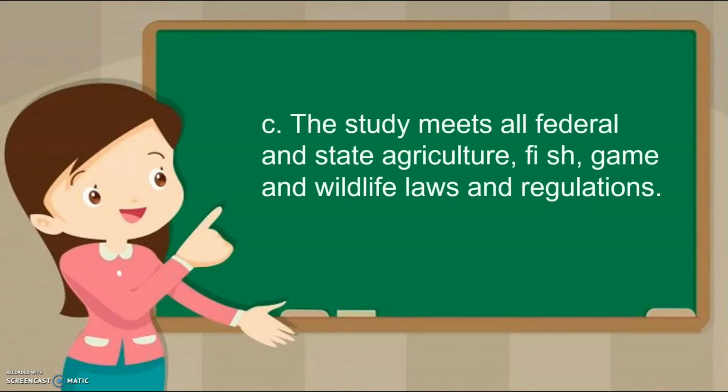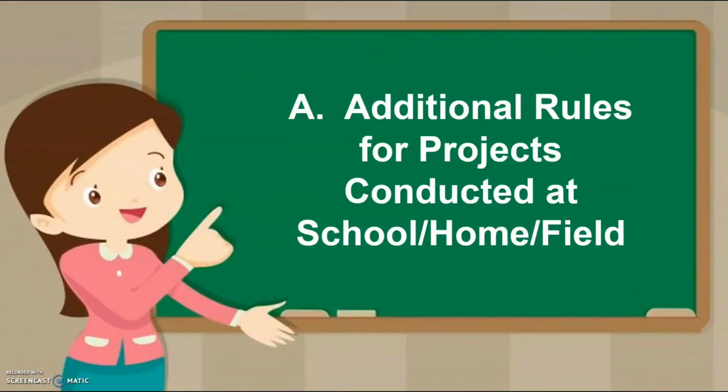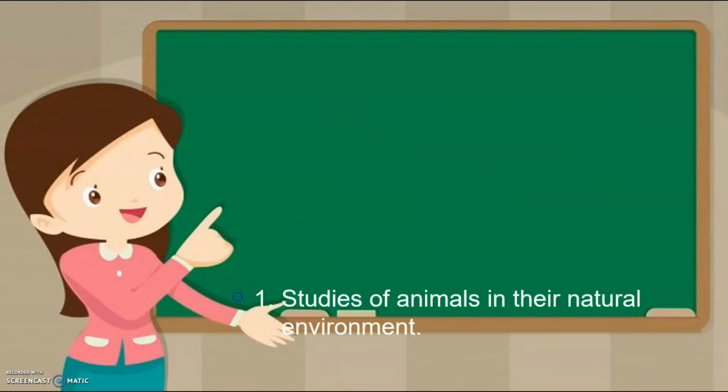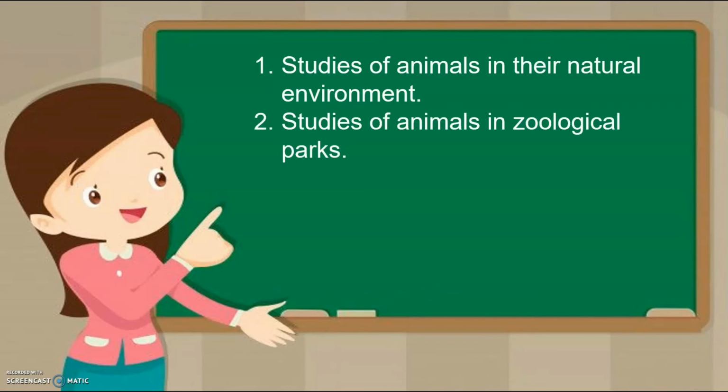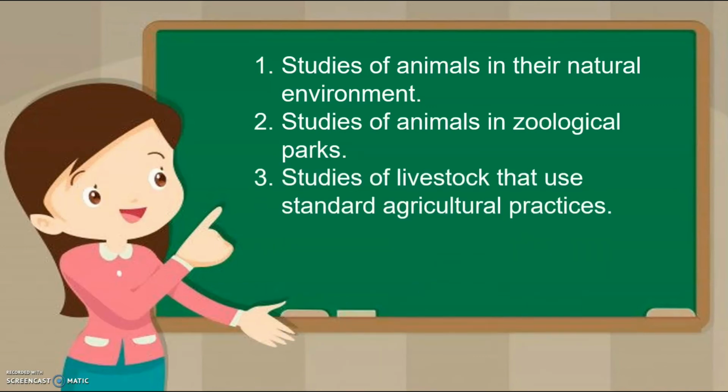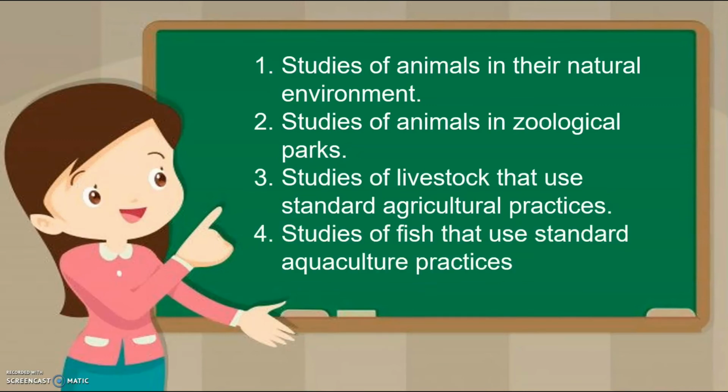Next, okay, of course, all the studies should meet the federal and state agriculture, fish, game, and wildlife laws and regulations. Now, let us proceed with additional rules for project conducted at home, school, and field. Vertebrate animal studies may be conducted at home, school, farm, ranch, in the field, etc. And this includes the following. So number 1, studies of animals in their natural environment. It can also be studies of animals in zoological parks. Studies of livestock that use standard agricultural practices, and studies of fish that use standard aquaculture practices.